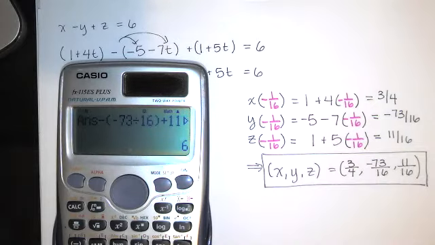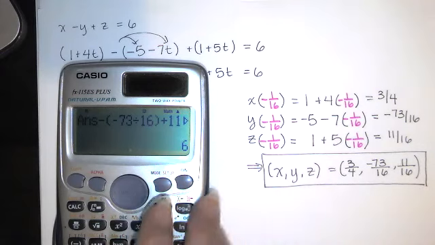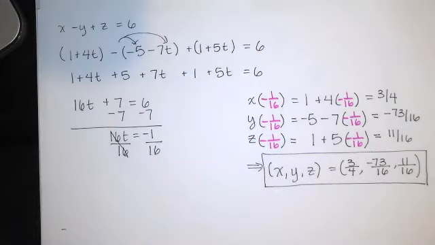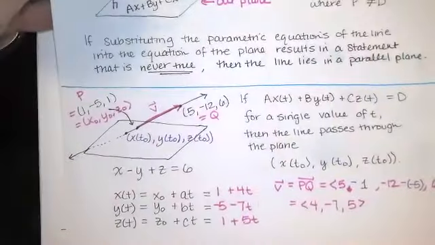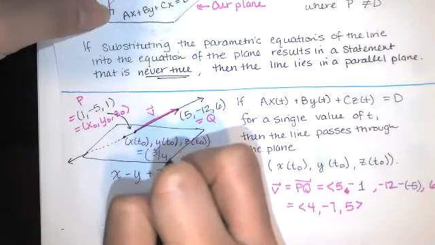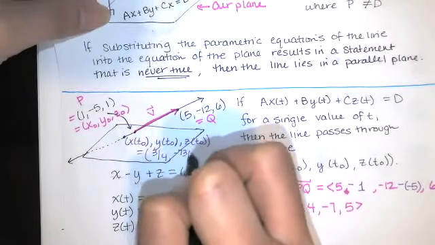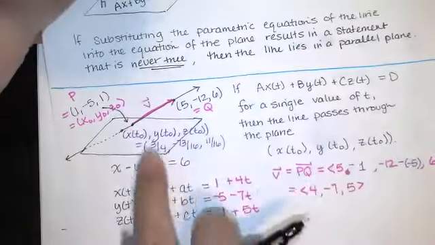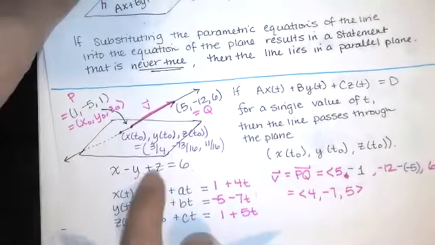So hopefully I didn't make any mistakes when I came up with the parametric equations of the line. Provided I didn't, I'm good to go. This definitely satisfies the equation of the plane. If this is right, it also satisfies the equation of the line, and that is the location. This right here is 3/4, negative 73 over 16, and positive 11 over 16. That's where that line crosses that plane.